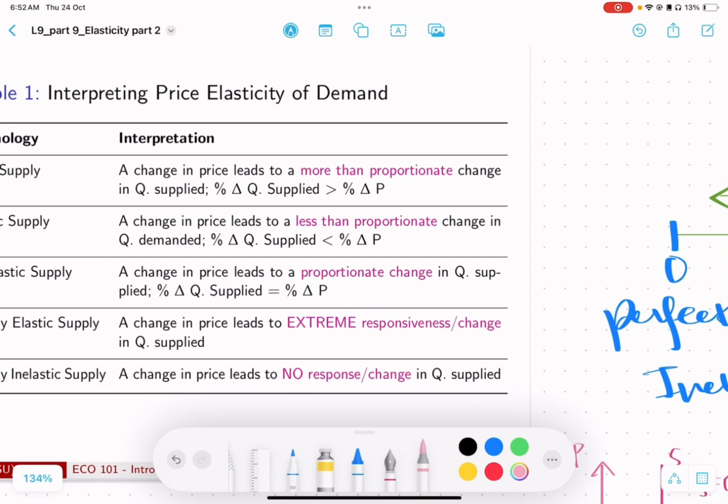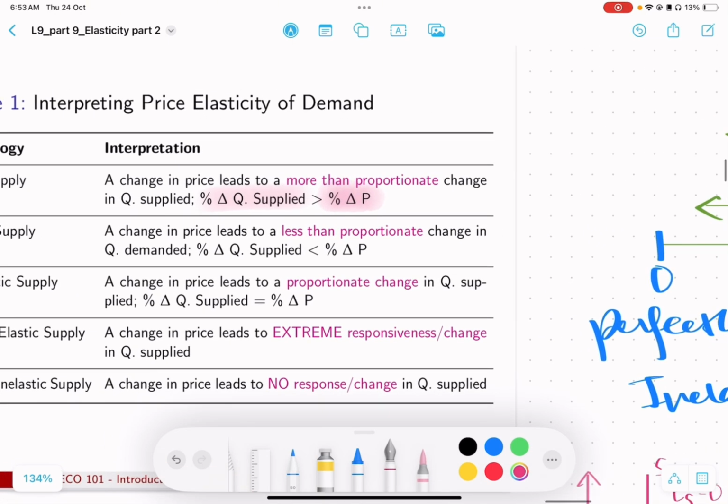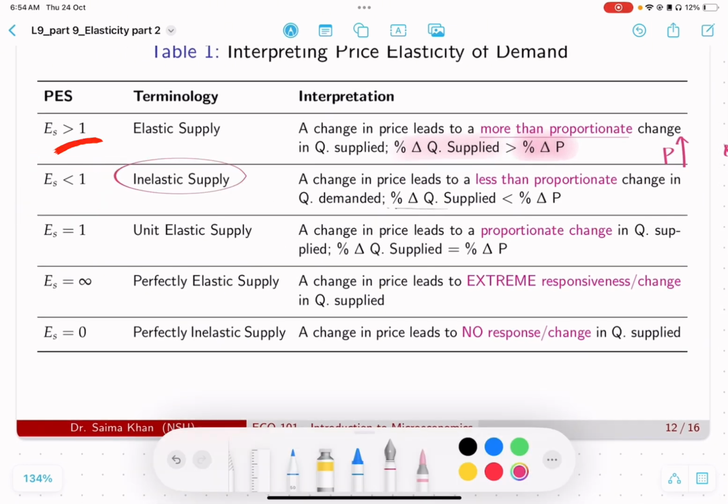Okay, so now let's look at this table. We're saying that when there's elastic supply, the percentage change in quantity supplied is going to be more than the percentage change in price. Remember that it's easiest if we look at it in terms of arrows. So price increases, quantity supplied increases even more. That's what we mean by more than proportionate. So when we talk about inelastic supply, on the other hand, we are saying that the percentage change in quantity supplied is less than the percentage change in price.